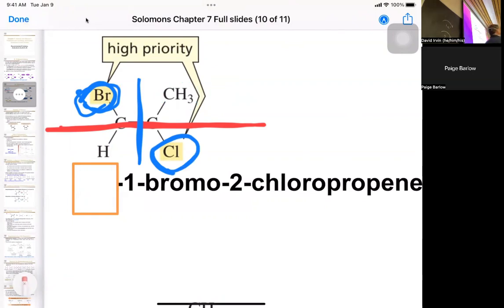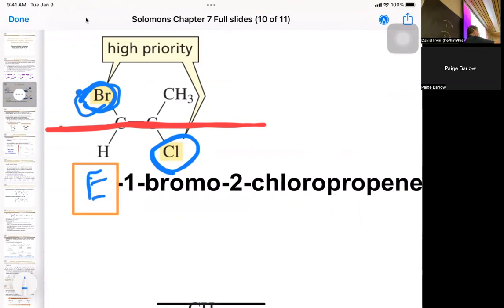So now priority 1 on one side versus priority 1 on the other side. Where are they with respect to the double bond? They are on opposite sides of that double bond. So that means they are Entgegen. So this is E.